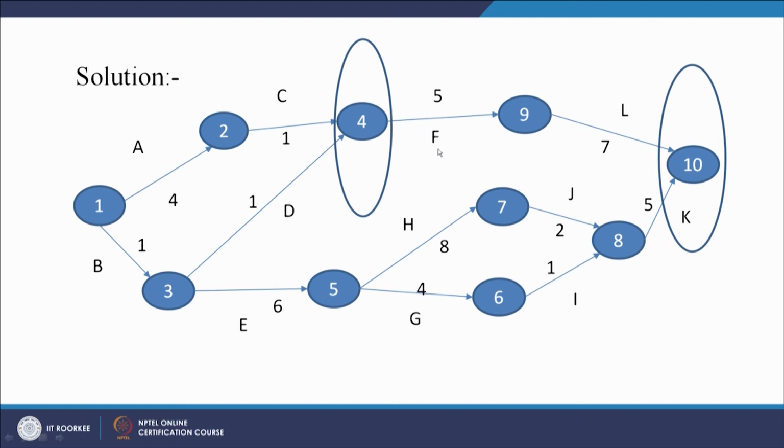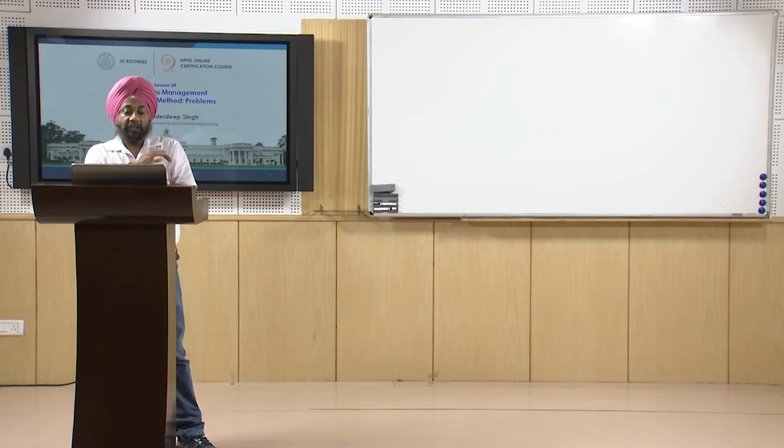So F can start either on the third day or after 2 days, or F can start after 5 days after the completion of A and C. And as I have told you, in the forward pass we will take the maximum value if there are two paths coming together at one particular node, as is the case with 4. A and C are leading to the node 4, and B and D are also leading to the node 4 from where activity F is starting.